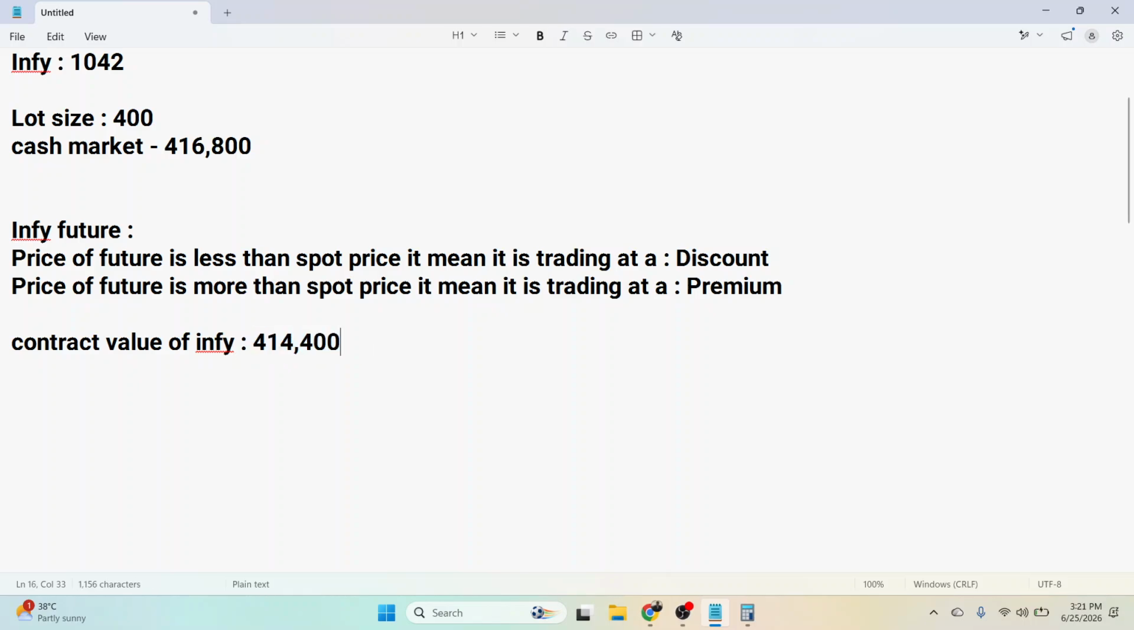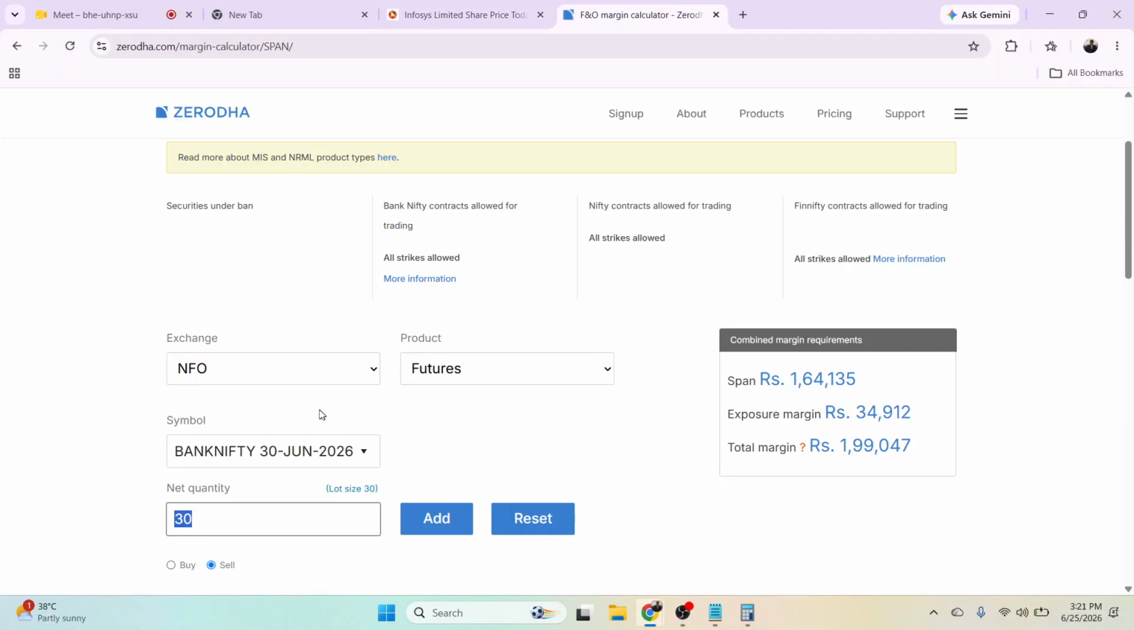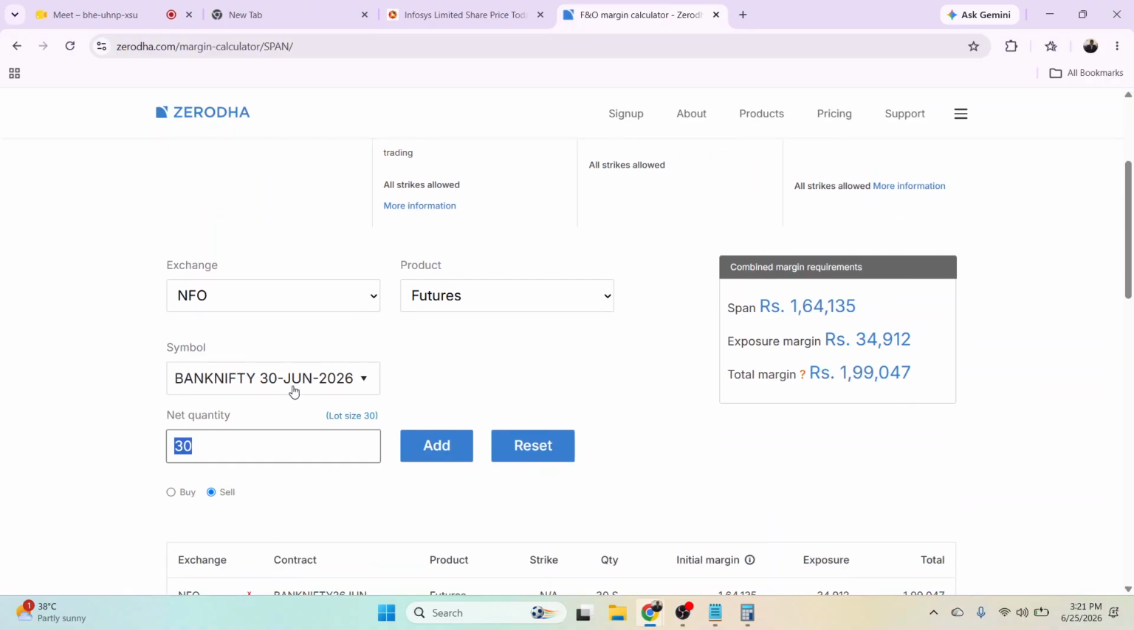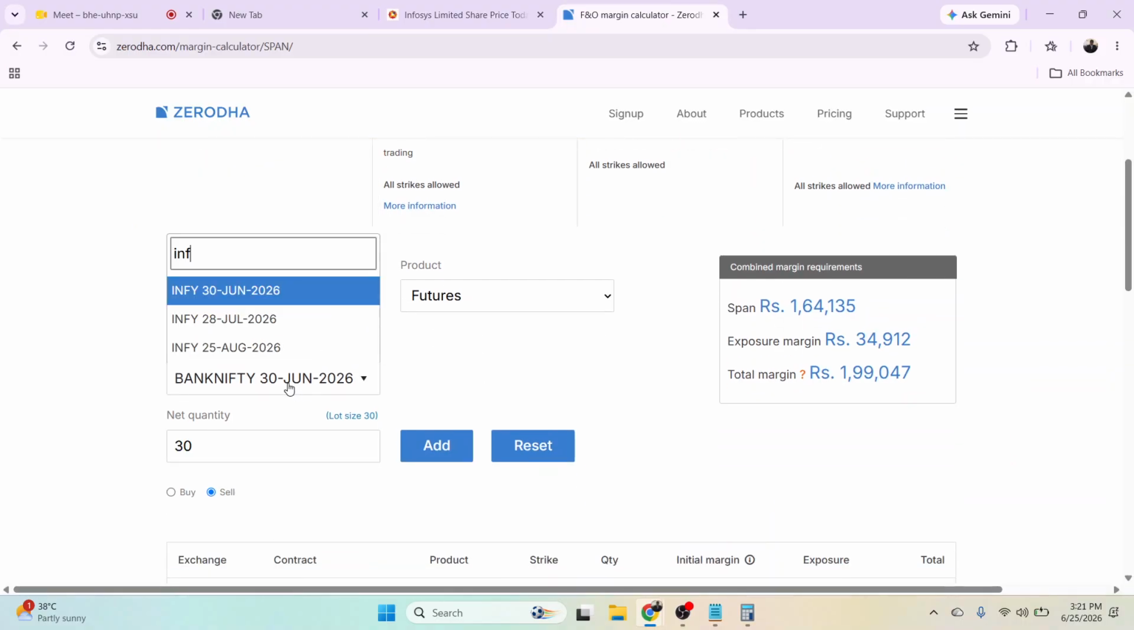But now you can see there is a difference between the spot price and the future price. If you buy the same stock in the cash market, you have to pay 4,16,000. But if you are buying a future of this, you have to pay only 4,14,000. Still, you are making a profit of 2,000. Now, you don't need to pay this much amount if you want to make a contract. I am using future and selecting the Infosys.